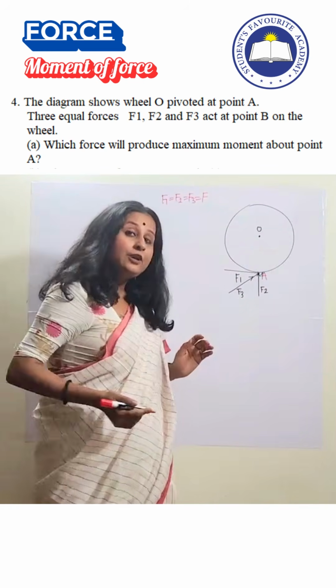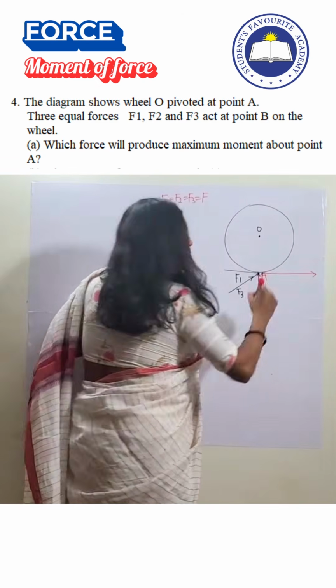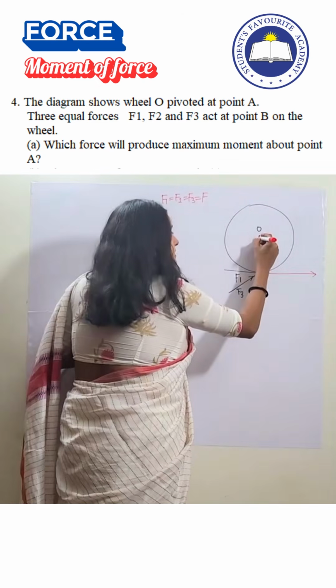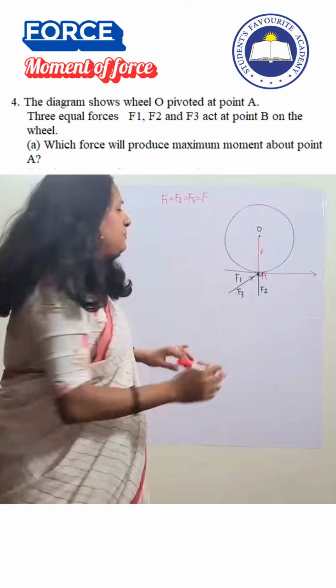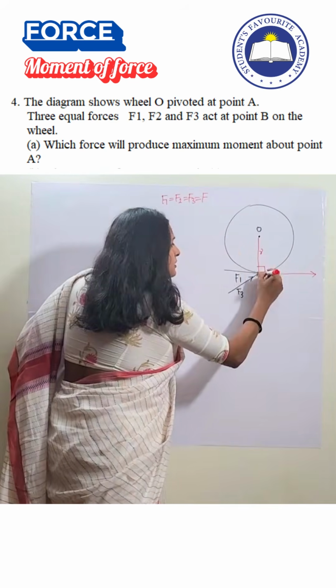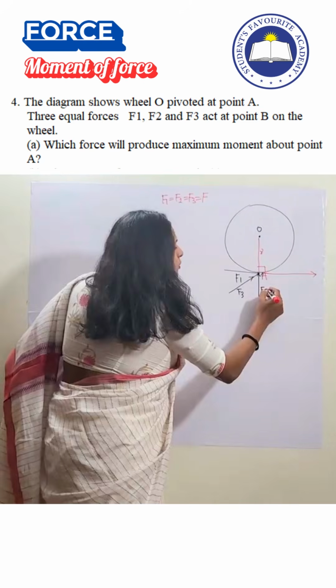Let us draw the line of action of each of these forces. This is the line of action of F1. Its shortest distance from the pivot is, let's say, R. It is definitely the radius because it is a tangential force. So this is 90 degrees. Very easy to analyze.